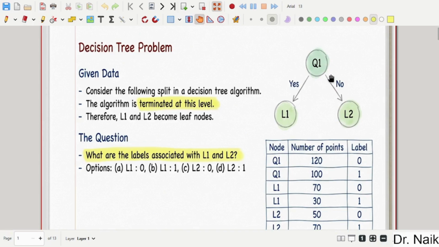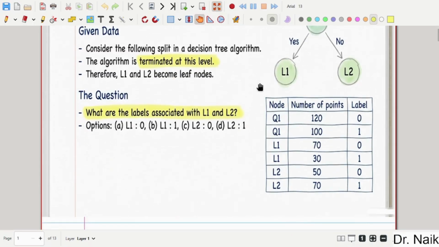So question 1 is our parent node, and if the answer is yes, we will go to L1, or if the answer is no, we will go to L2. L1 and L2 are the leaf nodes. The question is, what are the labels associated with L1 and L2? The options given to us are option A, L1 label 0, option B, L1 label 1, option C, L2 label 0, and option D, L2 label 1.